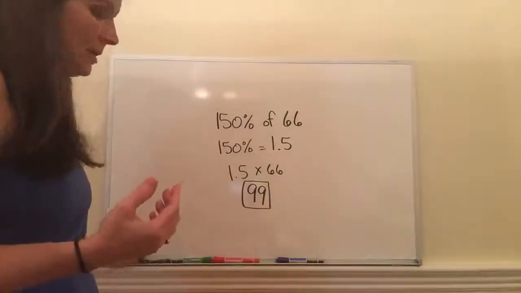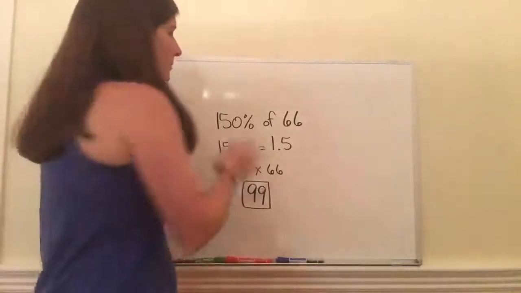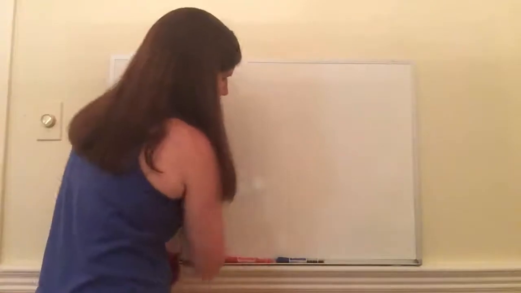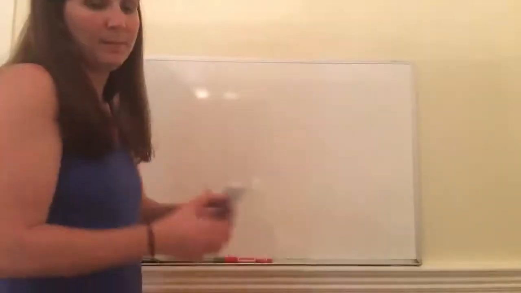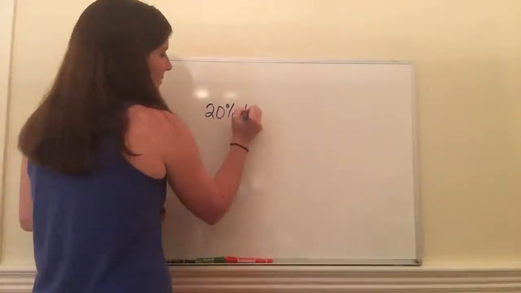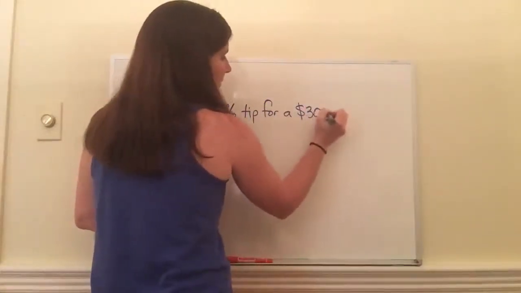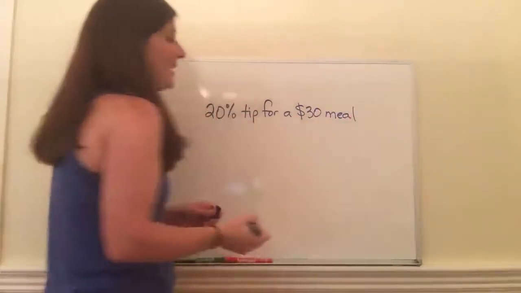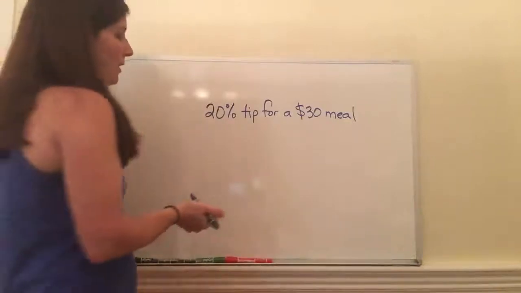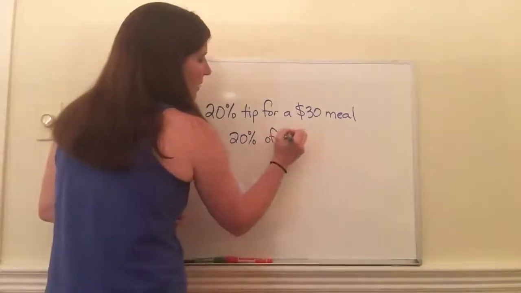All right, the next section that we're going to do, 5 more problems. And those 5 problems are going to be real life situations. So for this first one, if I want to leave a 20% tip for a $30 meal, in essence, I need to figure out what 20% of 30 is.